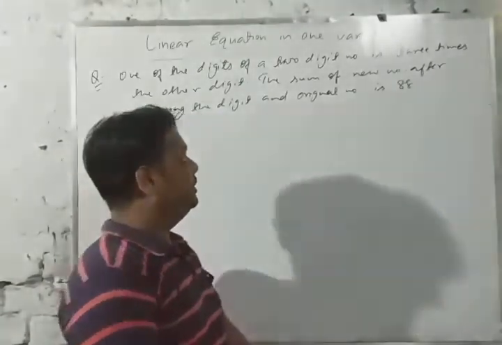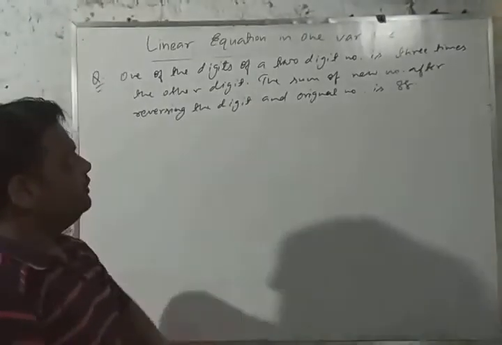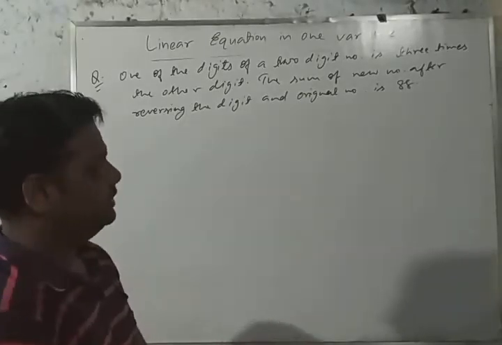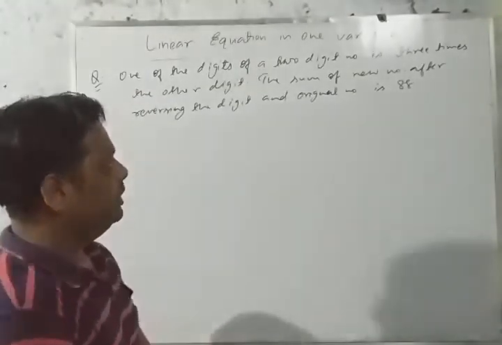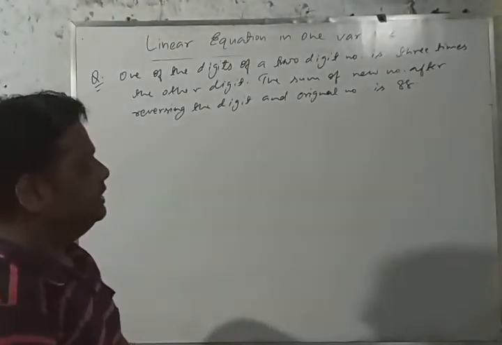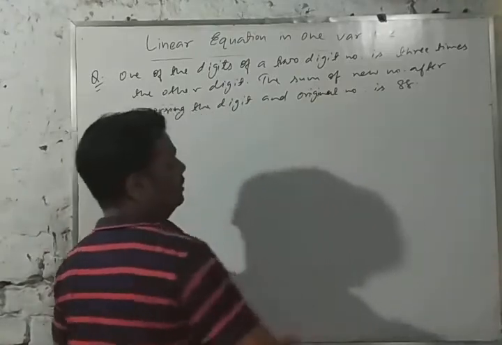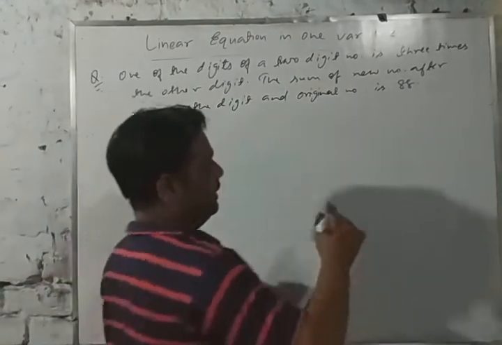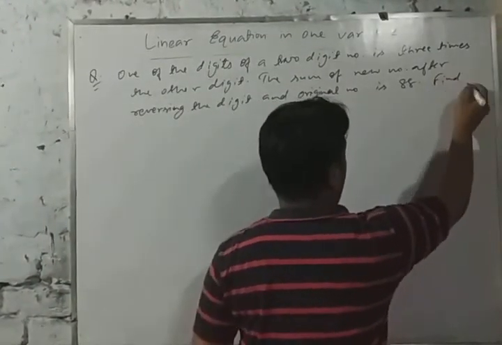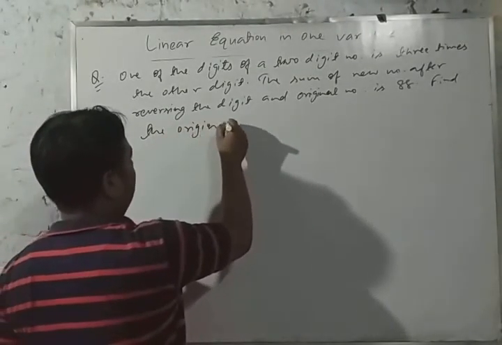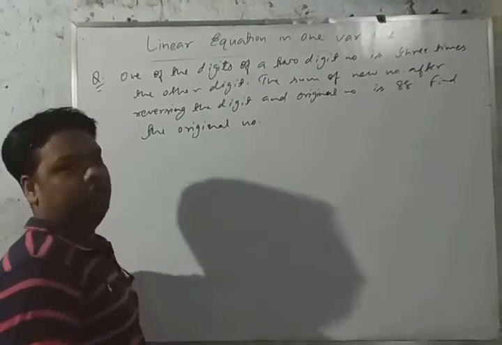So here is the question: if one of the digits of a two-digit number is 3 times the other digit, then the sum of the new number after reversing the digits and the original number is 88. Then find the original number. We have to find the original number.